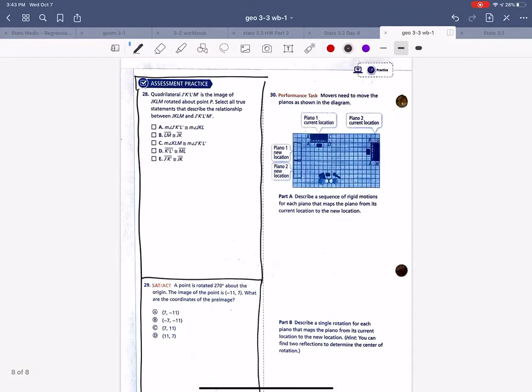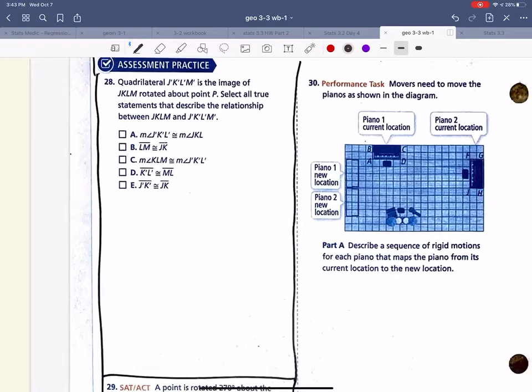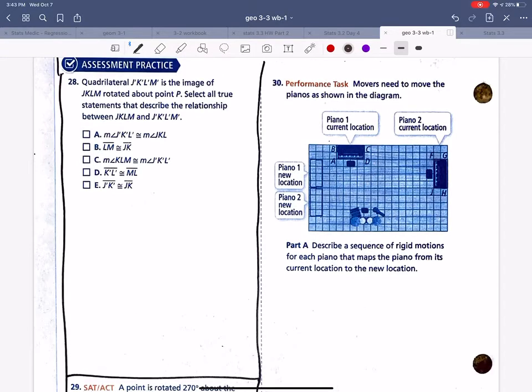Okay, so we still have these two on the back. Let's take a look. It says quadrilateral J prime, K prime, L prime, M prime is an image that is the rotation of J, K, L, M around point P. So P. And so, maybe this is rotated around and maybe it's over here now. You know, who knows? We spun this. Makes sense? Something like that.